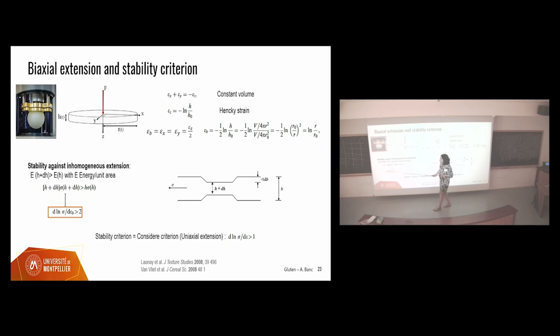And if you derive this inequality, you find that the biaxial strain derivative of the logarithm of the stress has to be higher than 2. And a similar inequality is defined in uniaxial extension. This is what is called the Considère criterion.